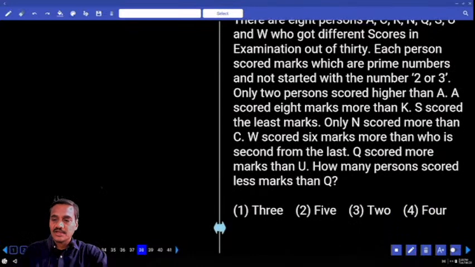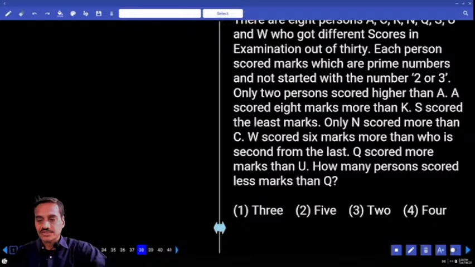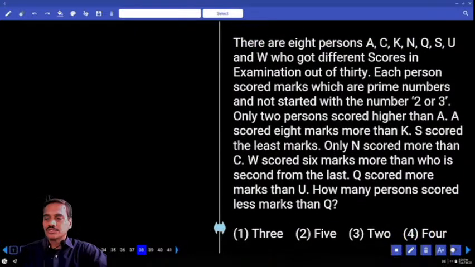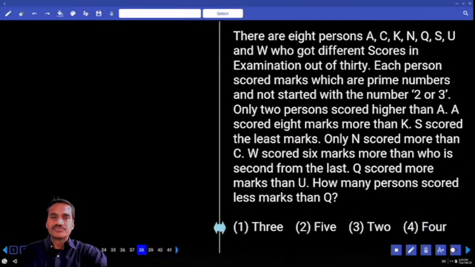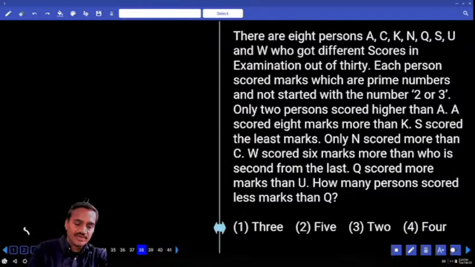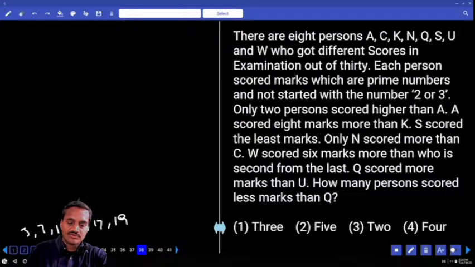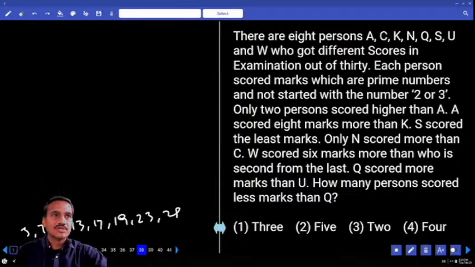out of 30. And each person scored marks which are prime numbers and not starting with 2 or 3. Out of 30, tell me what are the remaining prime numbers we have? 5, 7, 11, 13, 17, 19, 23 and 29. So there are 1, 2, 3, 4, 5, 6, 7, 8. Now these are the marks got by these 8. 2, 3, 5, 7, 11, 13, 17, 19, 23, 29 are the prime numbers we have.